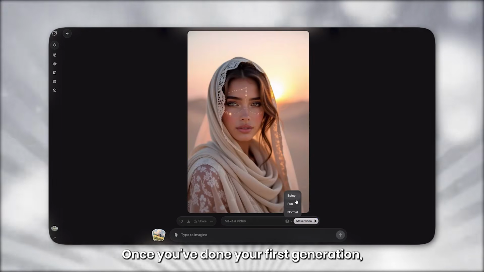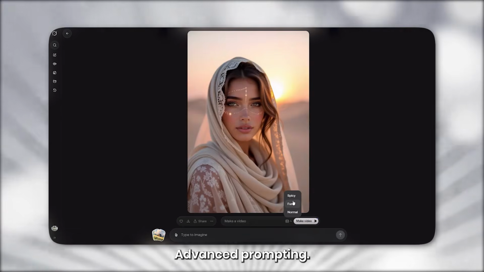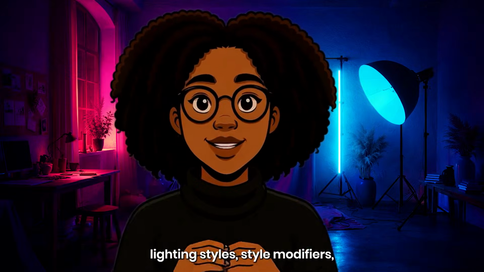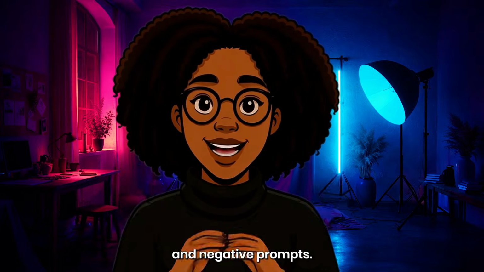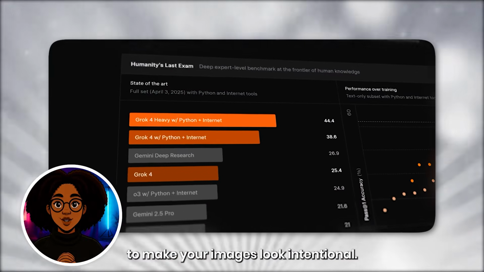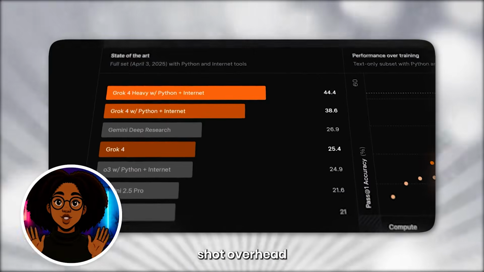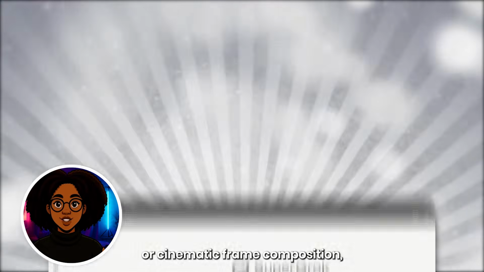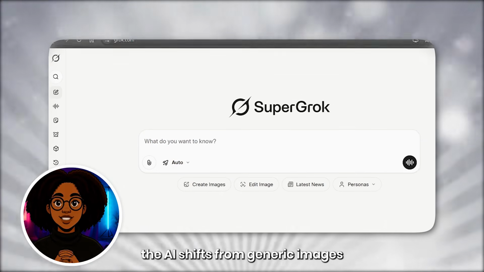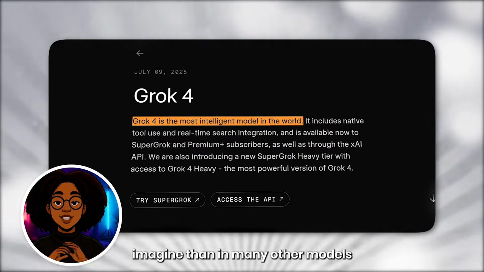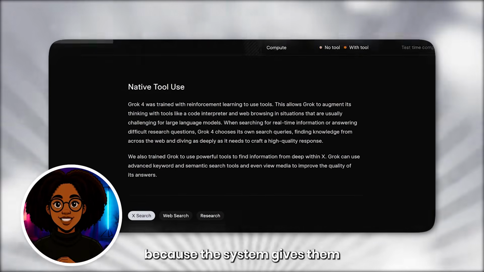Once you've done your first generation, the real fun begins: advanced prompting. If you want to consistently get high-quality output, you need to understand 4 techniques: camera language, lighting styles, style modifiers, and negative prompts. Camera language is one of the easiest ways to make your images look intentional. If you add terms like low-angle shot, overhead perspective, macro close-up, or cinematic frame composition, the AI shifts from generic images to something that looks like a scene from a film. These terms matter more in Grok Imagine than in many other models because the system gives them higher weight.